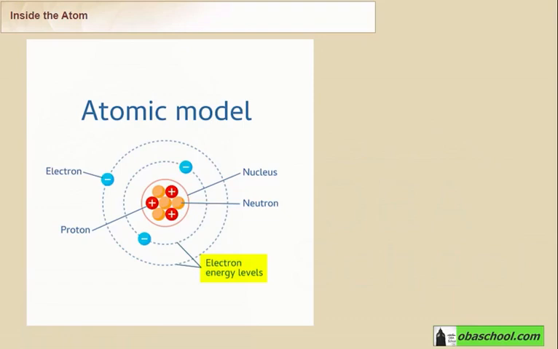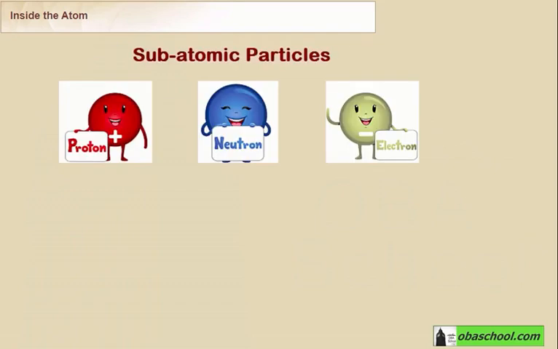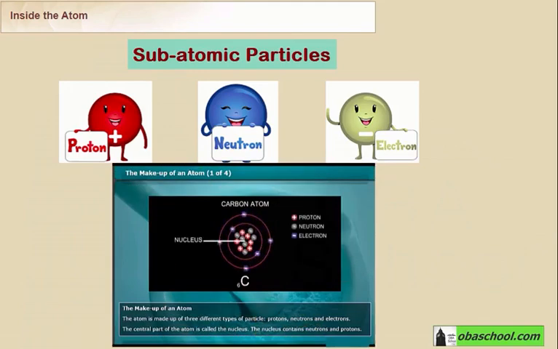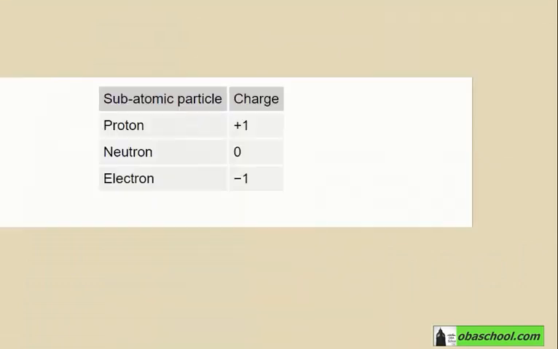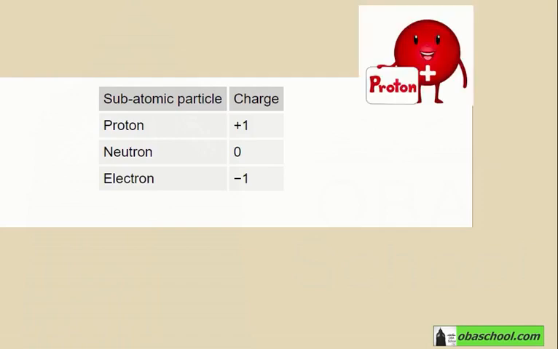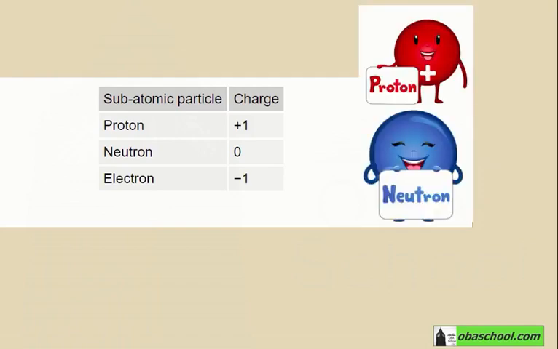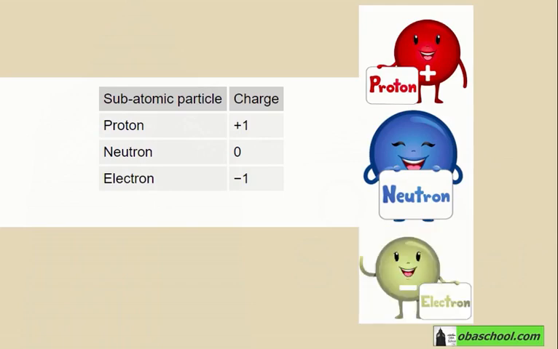Now let us discuss the characteristics of these subatomic particles. So as we said, they are protons, neutrons, and electrons. Every atom contains these particles. So this table right here shows the charge of the three subatomic particles. Protons hold a positive charge, neutrons hold a neutral charge, and electrons hold a negative charge.